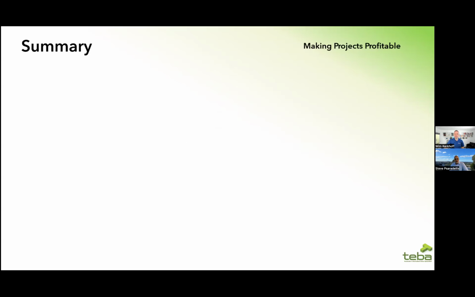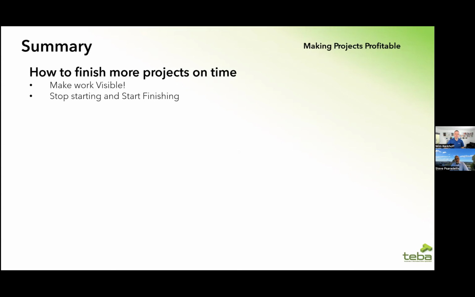So in summary, how to finish more projects in time. As we just said, make work visible, stop starting, and start finishing. We had this made as a poster, right? We laminated that, put it around the office in the good old days when we had an office, right? Limit work in progress. Choose the amount of projects you're going to work on at once and make sure that you only work on that many. You must finish a project in order to start another project. Of course, you do that by focusing on finishing.